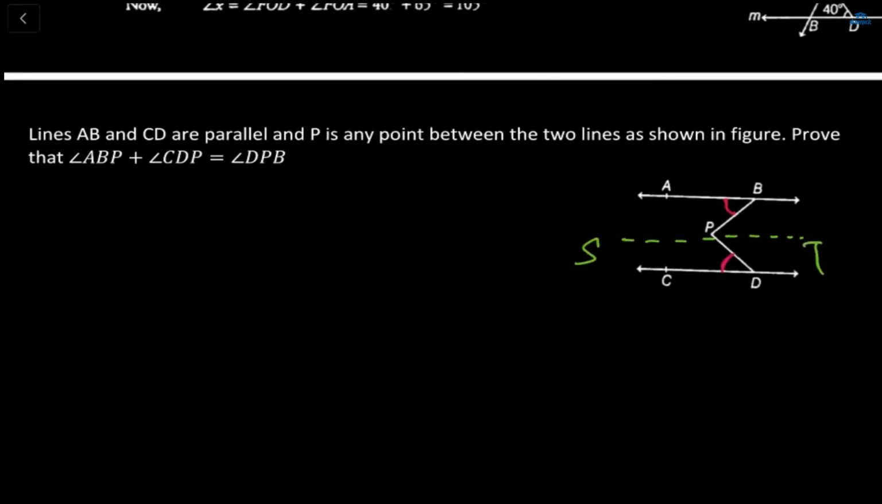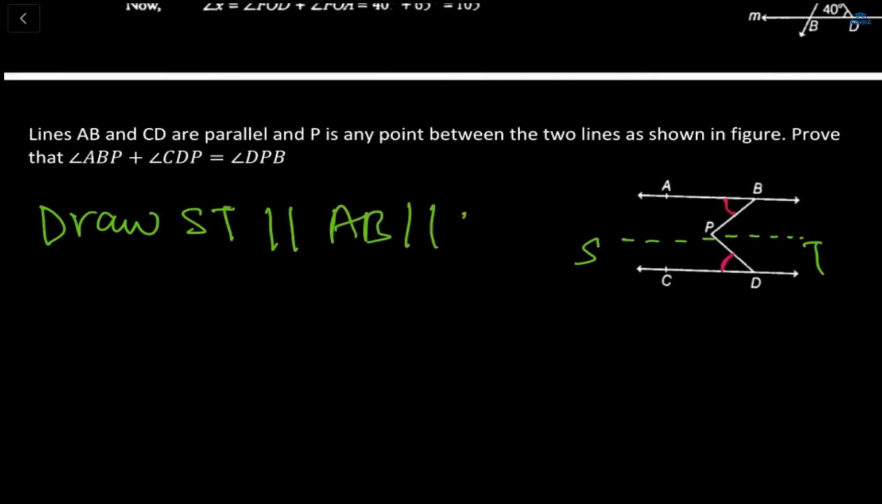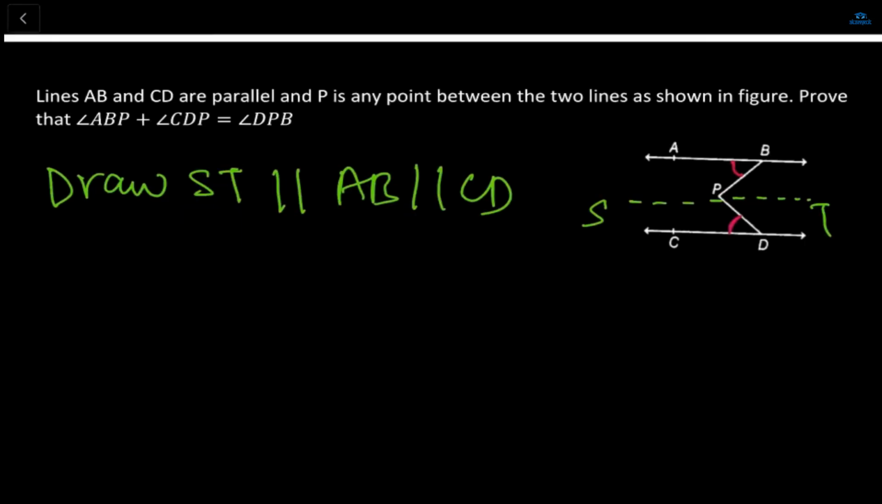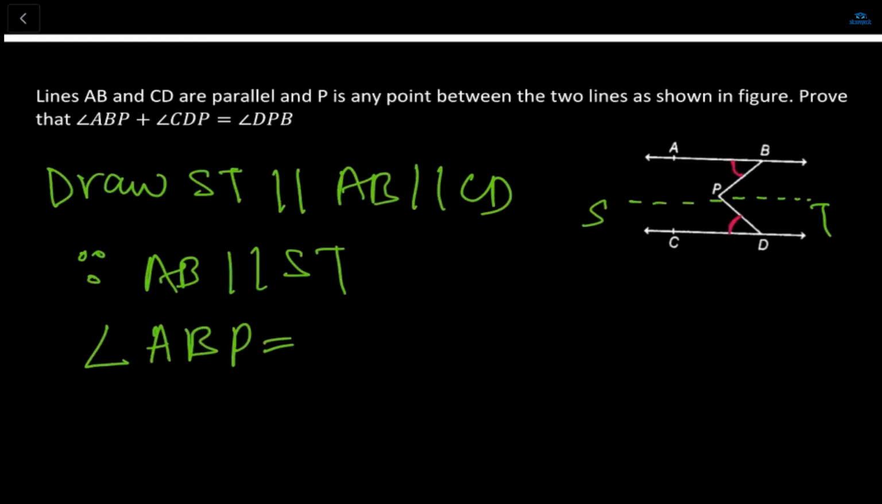Now if ST is drawn, ST is parallel to AB, parallel to CD. Since AB is parallel to ST, therefore angle ABP will be equal to angle BPT. Now let me mark with the same color. These angles will be equal. Now, if you see, angle ABP will be equal to BPT.